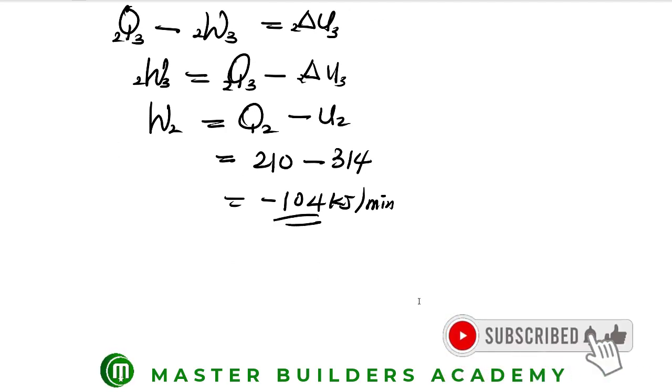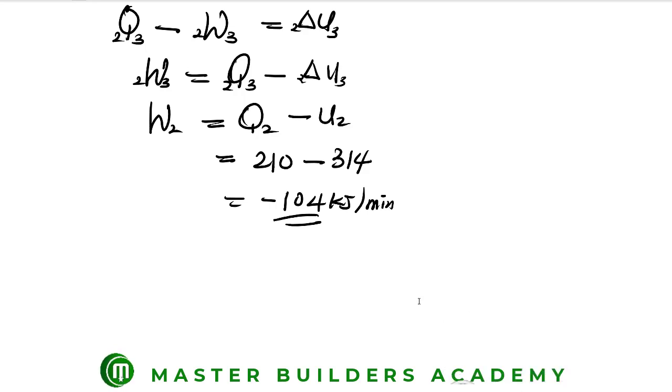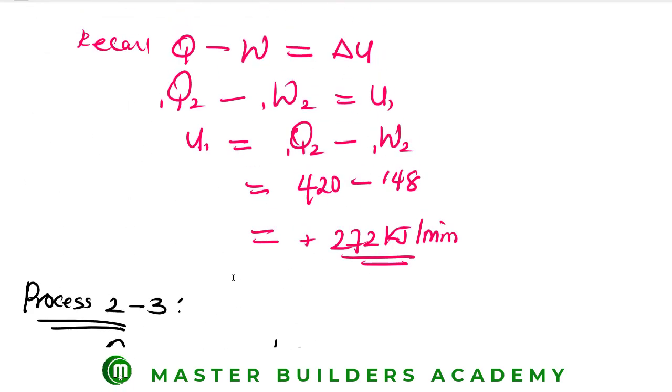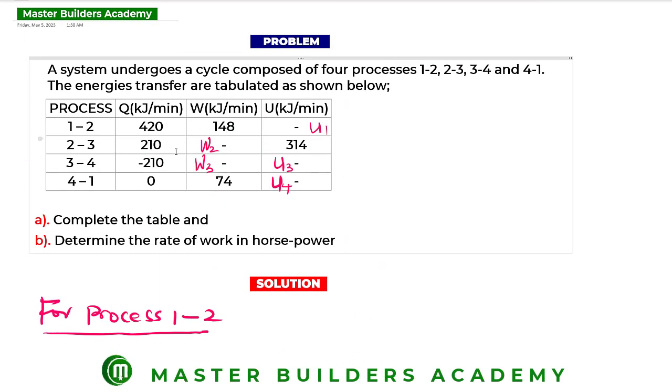Assuming we are interested in what type of work this is, it is work done on the system because the result is negative. So this is work done on the system and not by the system. Okay, so we are done with that process. As long as we are able to complete this row, we are done with this.